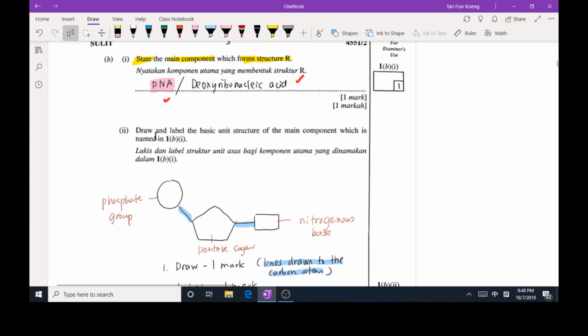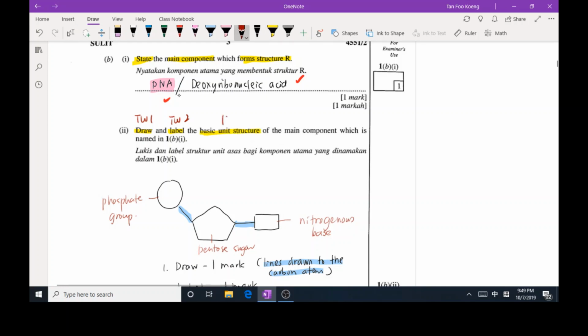Now number 2, draw and label. So there are 2 task words here. So this is task word number 1, and then we have task word number 2. The basic unit of the main component, which is named in B1. So if you name it wrongly, then unfortunately you might get it wrong in B2. So make sure that you know what is the main component of chromosome. It must be DNA. And then what is the basic unit?